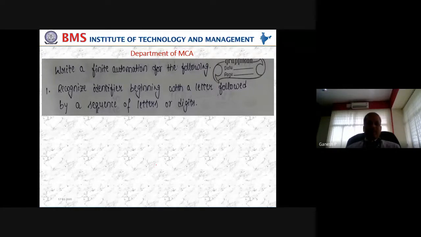Recognize an identifier beginning with a letter followed by a sequence of letters or digits. So draw the diagram, and some of you can show it to me. I think you can present. Before that, I will stop my presentation. If you let me know, then I will allow you to present. Couple of you can present. Let me see what output you have got.